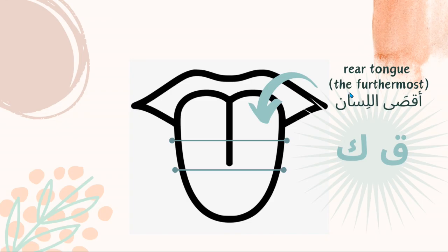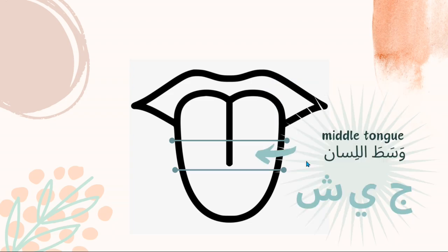Here, this is the rear tongue, which is the furthermost, aqsal lisan. And we are going to start and see what are the letters that are pronounced from each part of the tongue. Now, the furthermost part, aqsal lisan, we have 2 letters. We have the qaf and the letter kaf. This is an introductory, and we are going to go deeper into each letter. So here we have the furthermost, deep inside in the mouth. We have 2 letters, the qaf and the kaf.